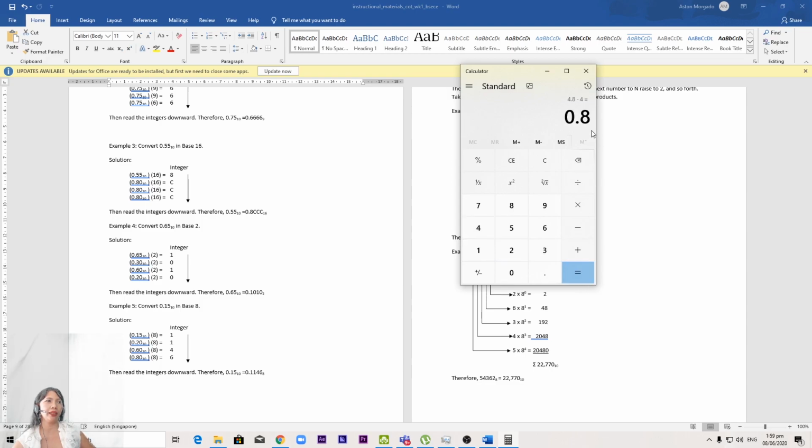So 0.8 times 8 gives 6.4, but we will only take note of the integer. We'll cut it to 4 decimal numbers, so that would be enough. Then read the integers downwards. So we have 1146. Therefore 0.15 base 10 is equal to 0.1146 base 8.